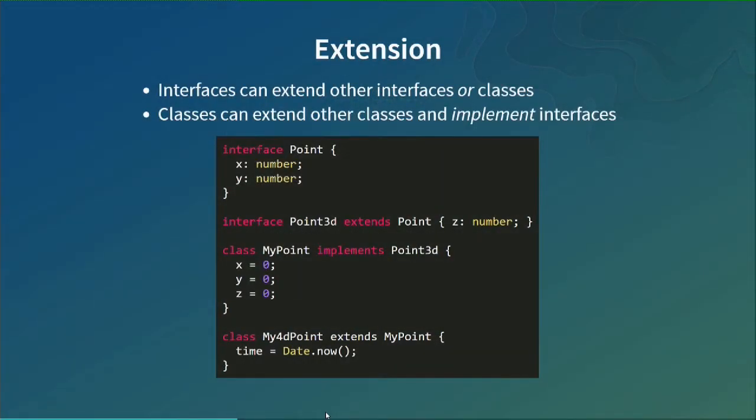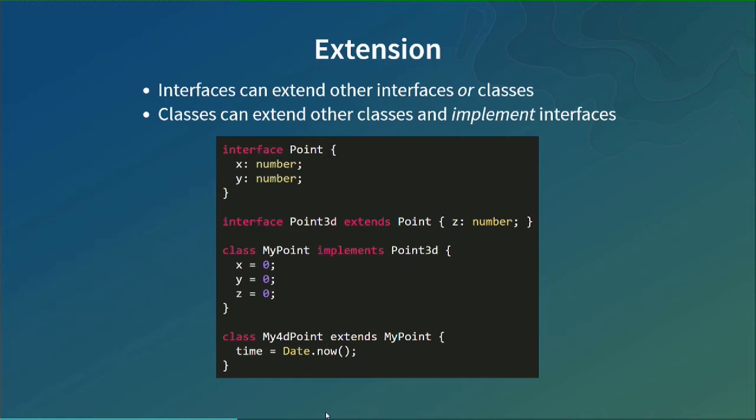So expanding on this, we have this concept of extension. Interfaces can extend other interfaces or classes, and classes can extend other classes, and they implement interfaces. So if I define this interface to describe a point, and I say it has two properties, x and y, each of those are a number, and then I can have another interface, Point3D, which extends the point and adds another dimension to it, this z-axis, which is also a number. Then I can make a class which implements that interface called myPoint and give it some default values. So we'll pretend that I want myPoint to be at the origin to start with. So I just say that it has x, y, and z equal to 0.